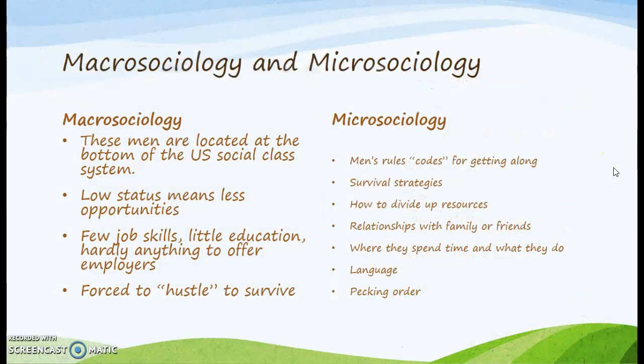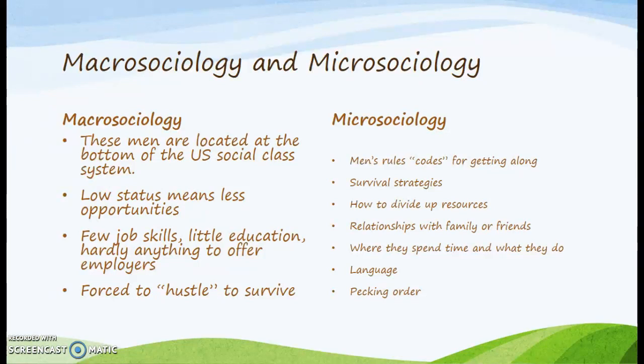So macro and micro sociology for transients. On the macro level, we'd look at these men who are located at the bottom of the U.S. social class system. That's broad, that's big. Low status means less opportunities. Again, broad, not very specific. Few job skills, little education, hardly anything to offer employers, and forced to sometimes, quote unquote, hustle to survive. That would be what we would study on a macro sociology level.